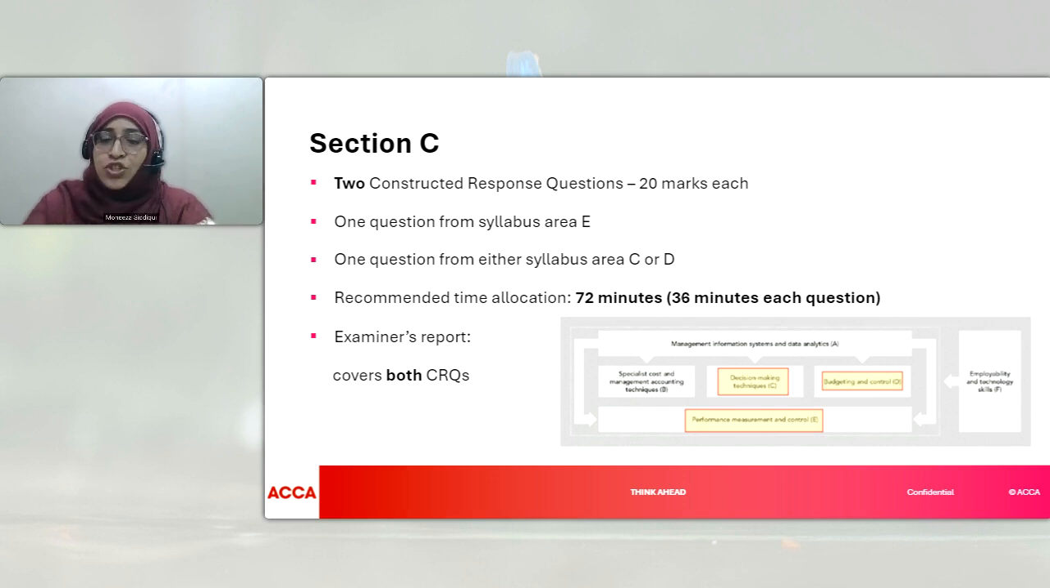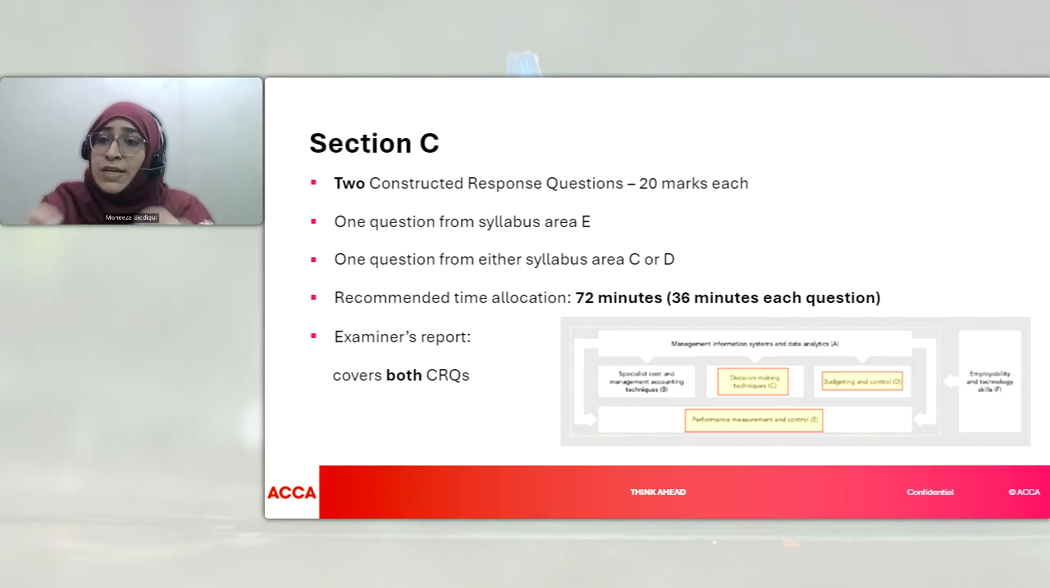But when it comes to section C, what we've definitely been told by the examination team is that you'll always have one question from syllabus area E, which, if you look at the capability diagram extract on the slide, relates to performance measurement and control. And then you'll have one question worth 20 marks from either syllabus area C, which is decision making techniques, or syllabus area D, which is budgeting and control. The recommended time for this section, because you're attempting a total of 40 marks, is 72 minutes, so ideally around 36 minutes per question.